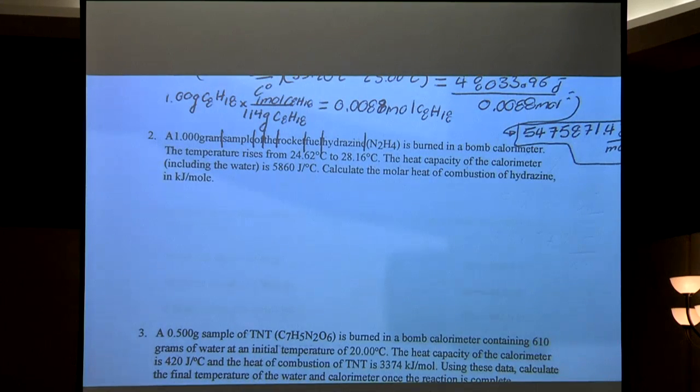So it says a 1.00 gram sample of the rocket fuel hydrazine is burned in a bomb calorimeter. The temperature rises from there to there. The heat capacity of the calorimeter, including the water, it won't always say that. If it doesn't give you a mass of water, just assume it, is 5860 joules per degree Celsius. Calculate the molar heat of combustion of hydrazine.